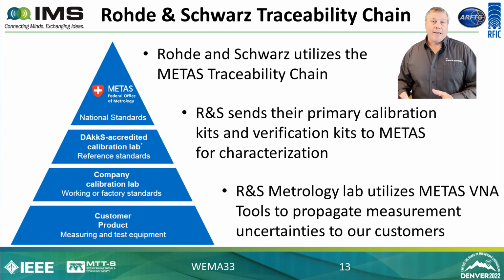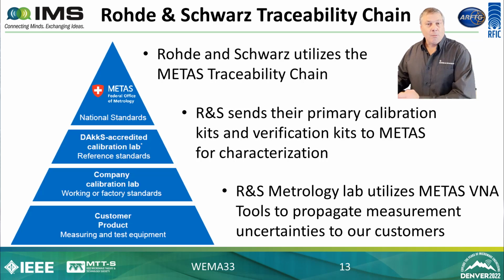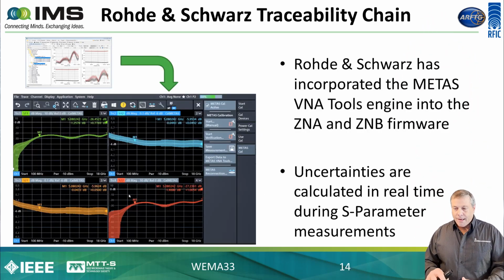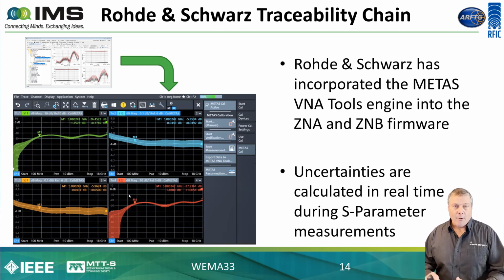Then we use those primary cal kits to calibrate our network analyzers in the metrology lab, and that's when we characterize your calibration kits. So your calibration kits are now 2 steps removed from the primary experiment at METAS, and they arrive to you with characterization data and measurement uncertainty that's been propagated from the primary experiment. And how do we do this propagation? Well, the VNA Tools software was a key component of this, so we now install the VNA Tools software on our network analyzers so that you can take advantage of this characterized calibration kit when you calibrate your network analyzer.